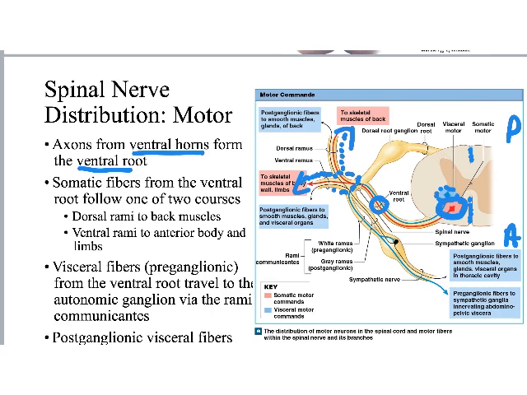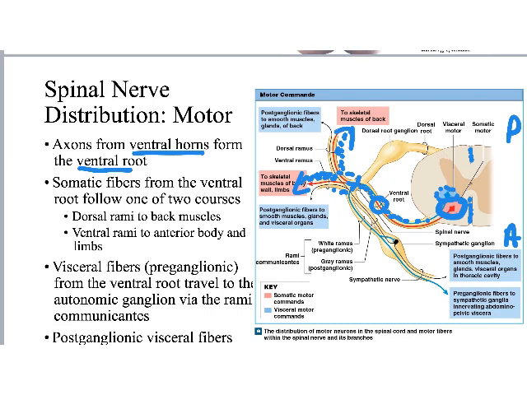Okay, so the motor signal started in the gray matter in the anterior horn, and then followed through the ventral root, and then the ones that are for posterior muscles went through the dorsal ramus, and the ones for anterior muscles went through the ventral ramus.